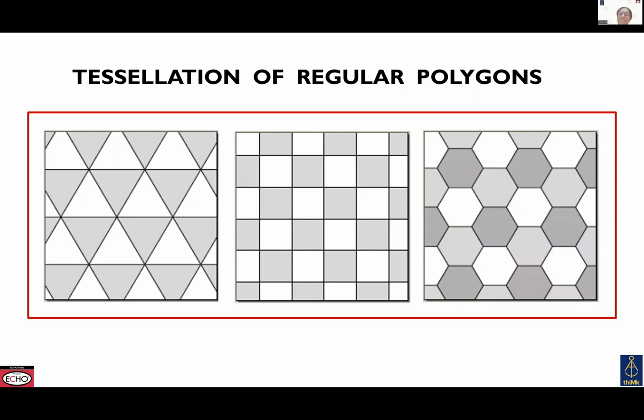So let's first look at the simplest patterns, which we see all around us. These are made up of regular polygons, regular meaning all the sides and all the angles are equal. So we have equilateral triangles, a regular polygon, and it can tessellate as shown on the left. Similarly, of course, squares tessellate, we see it everywhere in tiles. And six-sided regular hexagons can also tessellate.